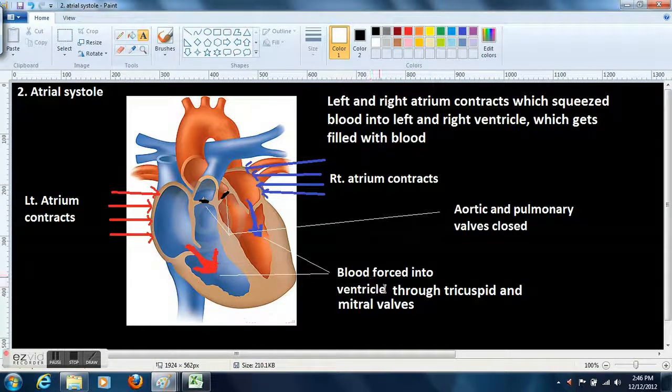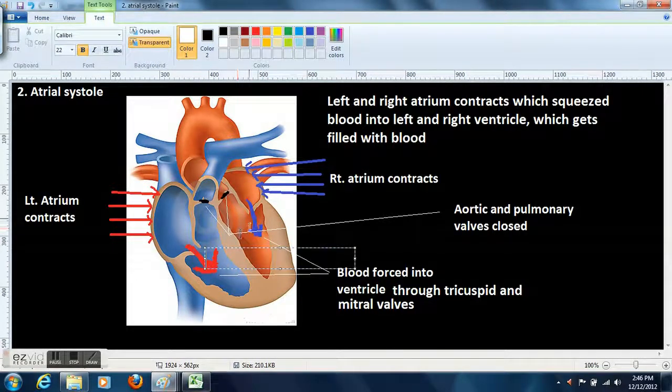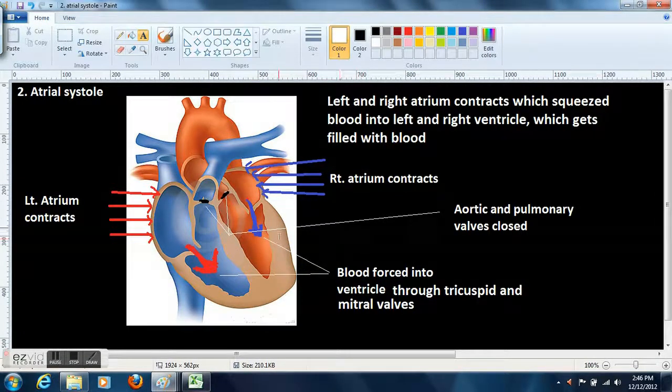Because the left and right atrium are contracting, blood is forced into the ventricles. The aortic and pulmonary valves are closed.